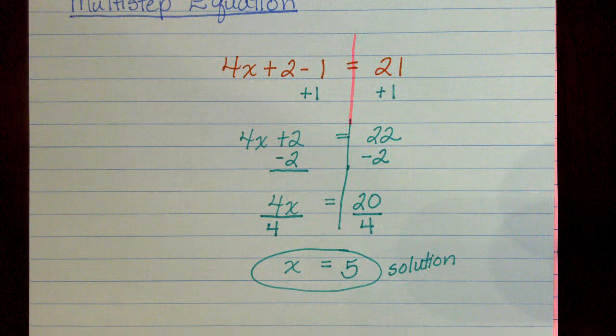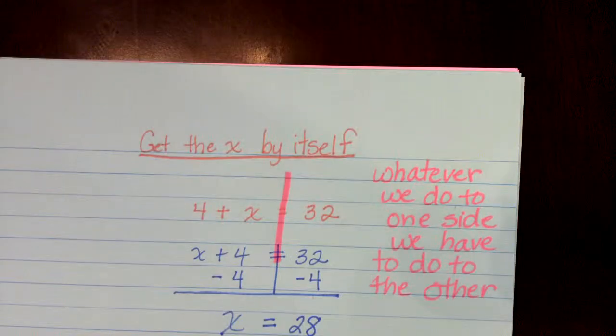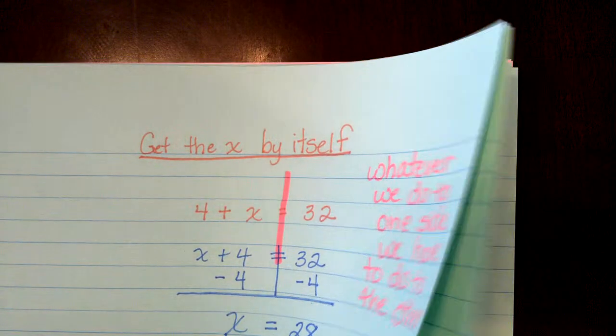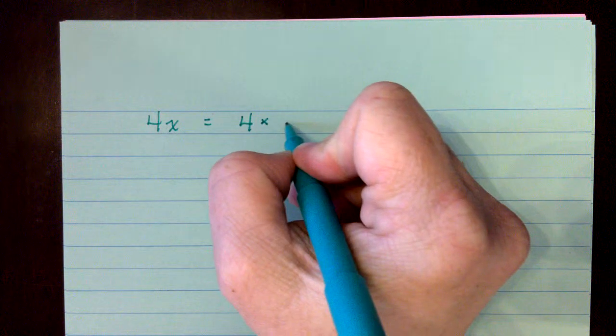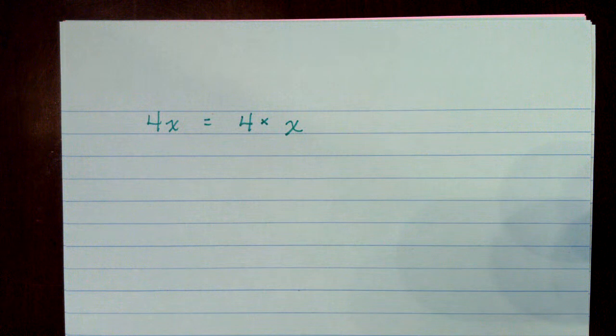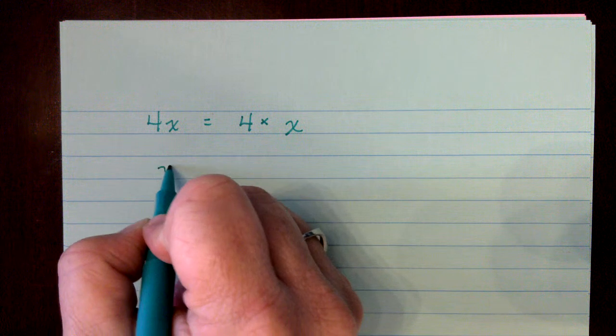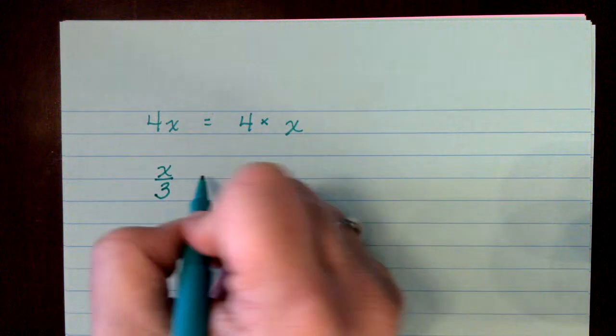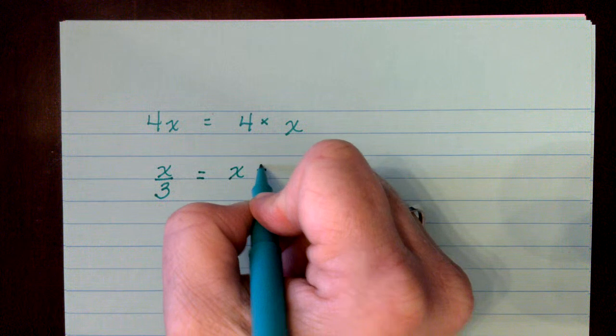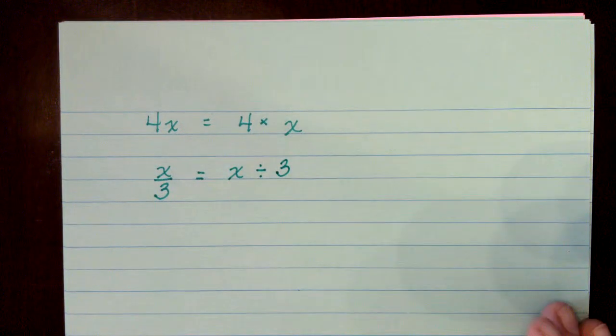There are other examples that are listed in our notes pages. And a couple of things that I want to just bring to your attention before we move on too much, because you will see them, is just a couple of quick reminders. So I talked to you about 4x being the same as 4 times x. Well, I want to remind you too that something like this, x over 3, is the same as x divided by 3. And the opposite of division is multiplication.